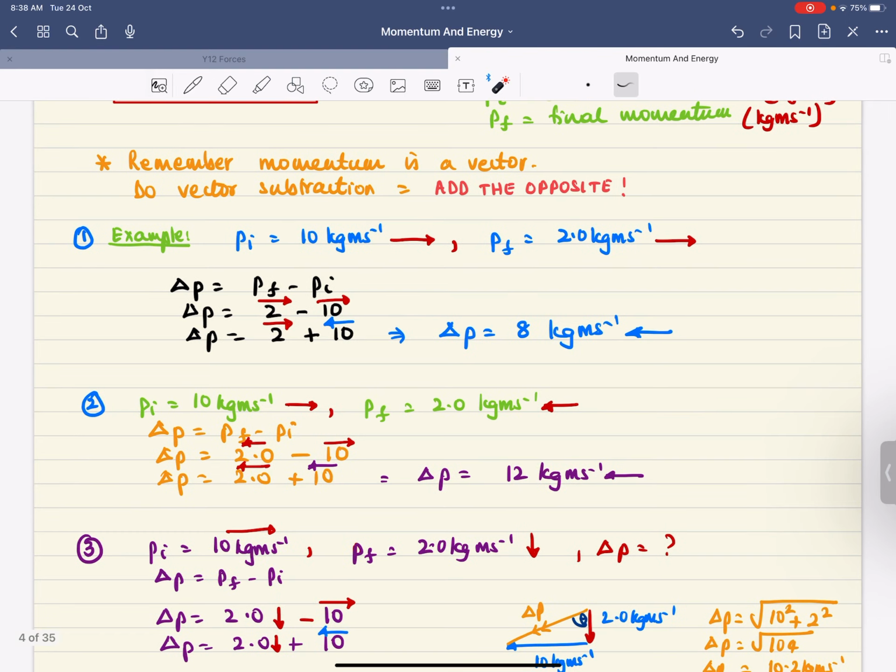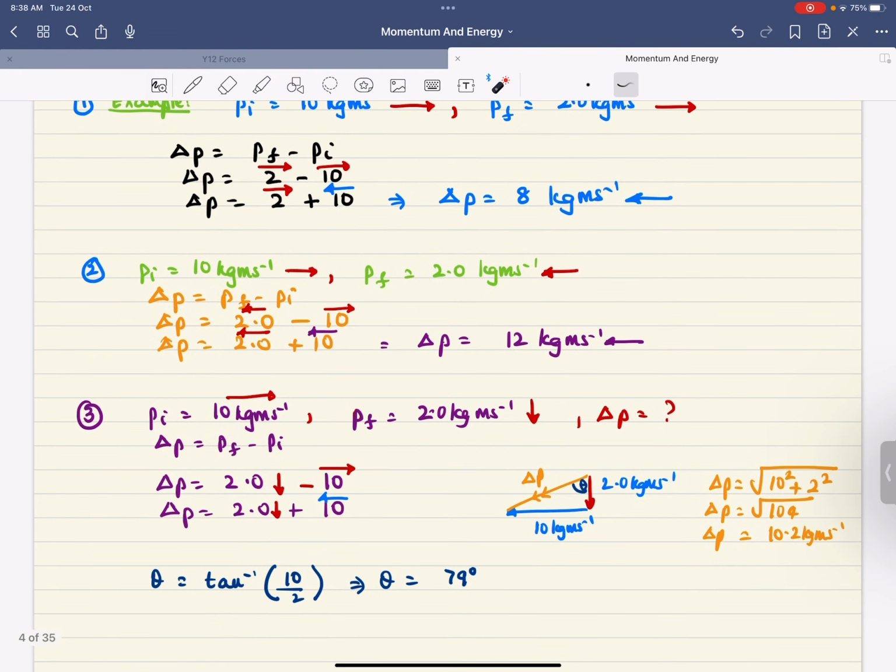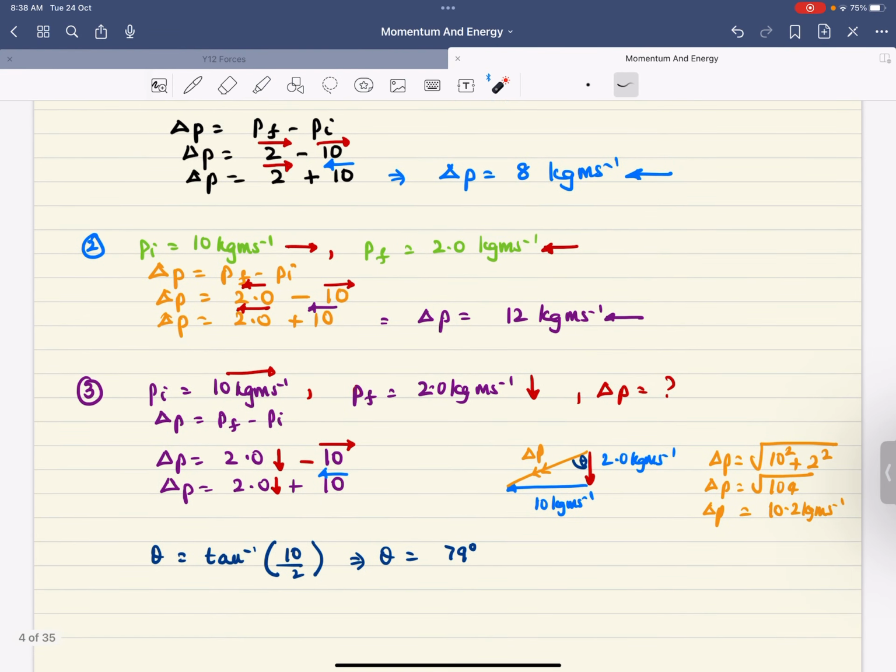And here's another one. Different examples of initial and final momentum. These are 180 degrees opposite each other. These are 90 degrees opposite each other. So remember, it's always the final, so you've got to put the final first and then the initial.